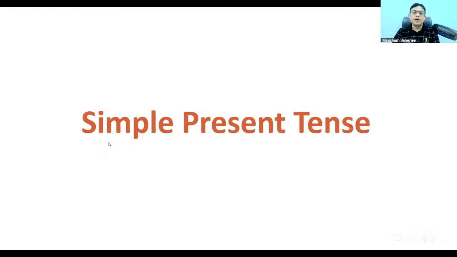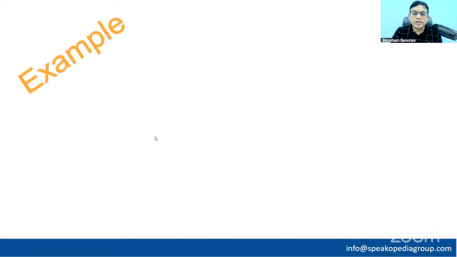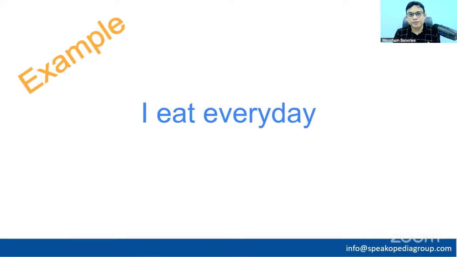Let's get started. Now let's understand what exactly is simple present tense or present simple tense. Let's look at an example first. Now look at this example. I eat every day. This is an example of simple present tense. I eat every day. So technically, thumb rule, just remember this. Anything that you do regularly is considered as simple present tense. It doesn't have to be exactly now, but something that you do regularly is generally considered as simple present tense.